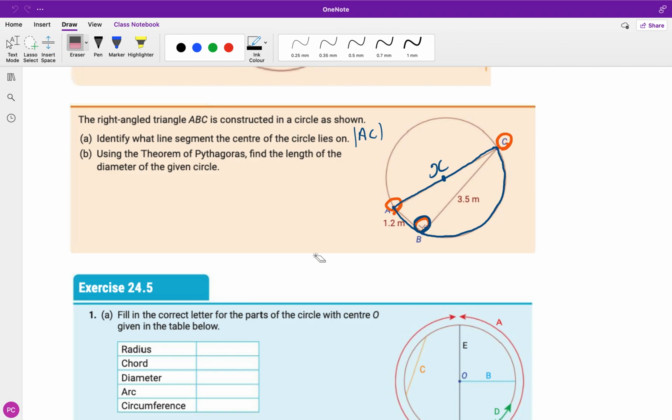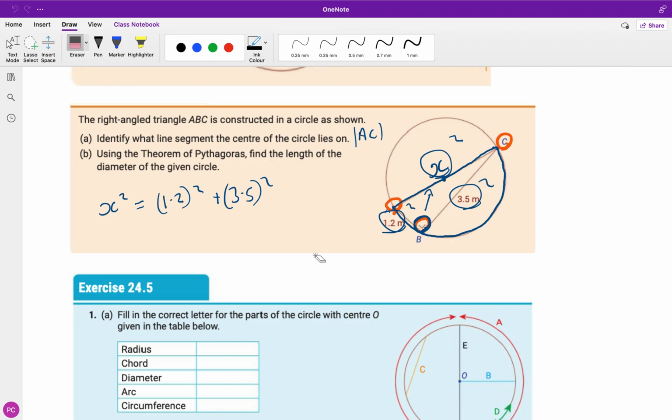So if we remember the theorem of Pythagoras, remember where's the hypotenuse? Opposite the 90 degrees. So we're going to have the hypotenuse squared. So x squared is equal to 1.2 squared plus 3.5 squared. Okay, so remember the hypotenuse squared is equal to first side squared plus second side squared. So it doesn't matter which other side you take first, it doesn't make any difference. And you can work that out from there.